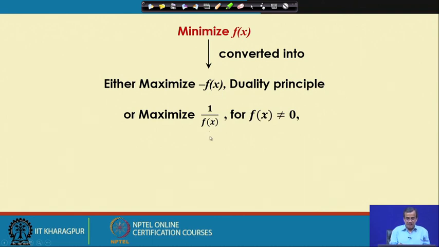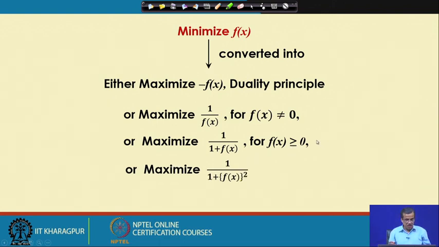So, this is 1 by f(x), maximize 1 by f(x) for f(x) not equal to 0, or this can be considered as maximize 1 divided by 1 plus f(x) for f(x) greater than or equal to 0, or I can write maximize 1 divided by 1 plus f(x) square, because this particular f(x) could be either positive or negative or 0, and that is why, to take care of that particular problem, we consider that minimize f(x) is equivalent to maximize 1 divided by 1 plus f(x) square.